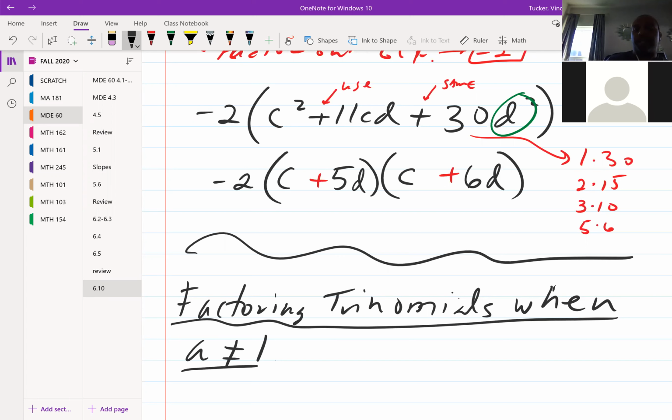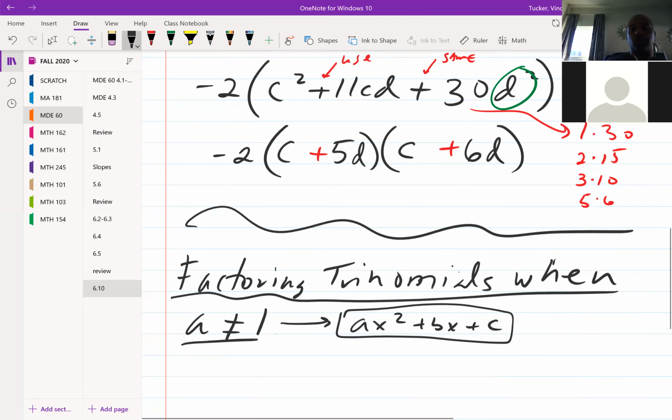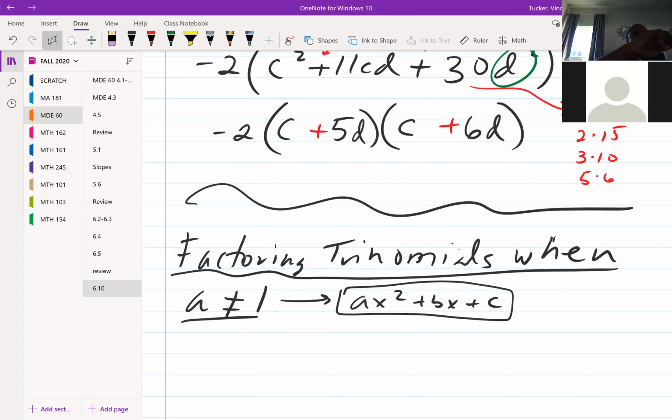All right, so factoring trinomials when a is not equal to 1. And don't forget when we're talking about trinomials, ax squared plus bx plus c. When we move forward, in the next chapter, we'll be using that format as well. So when they mention a, it is what's in front of your squared variable. b is what's in front of your variable that's not squared, normally called the linear variable. And then c is the constant, the one that's not attached to a variable at all.